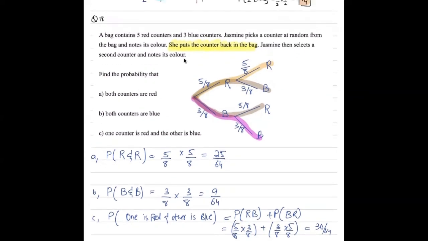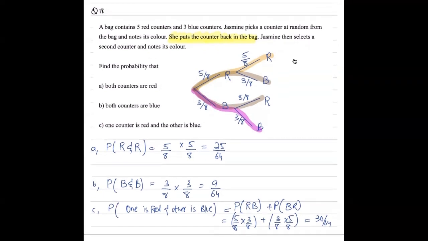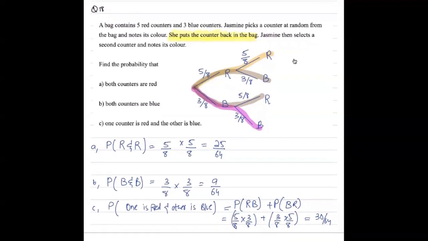Is that correct, Zarva? Yes. Okay. Any questions still here? Zona, any questions still here? No, sir. Okay.